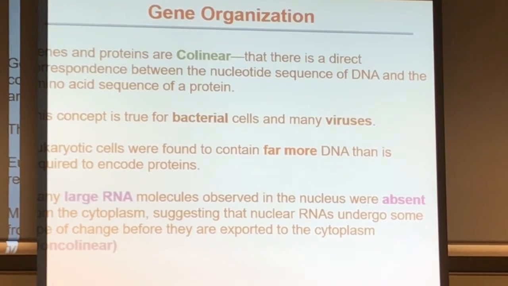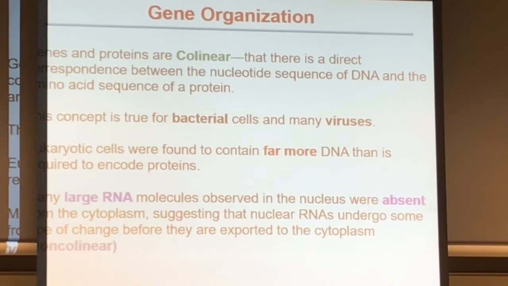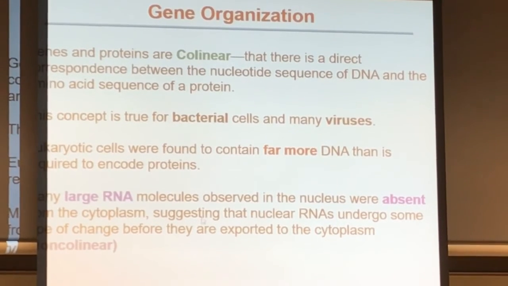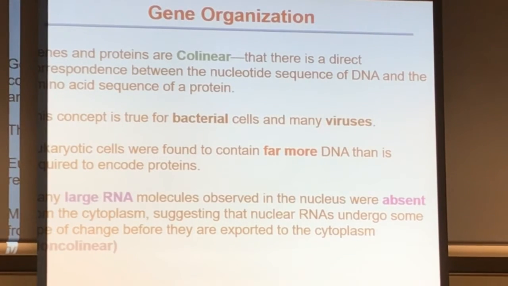Mentioned here, non-collinear. Many large RNA molecules observed in the nucleus were absent from the cytoplasm, suggesting that nuclear RNA undergoes some kind of changes before it exits the nucleus and goes into the cytoplasm. This is true in the case of eukaryotes, like human beings like us, right? So in prokaryotes, that's linear and collinear.